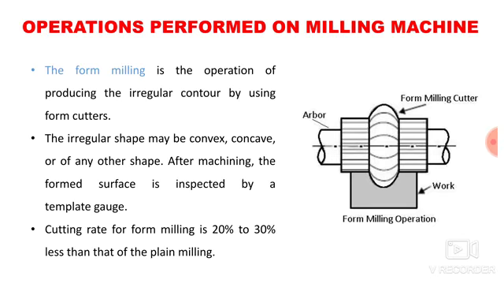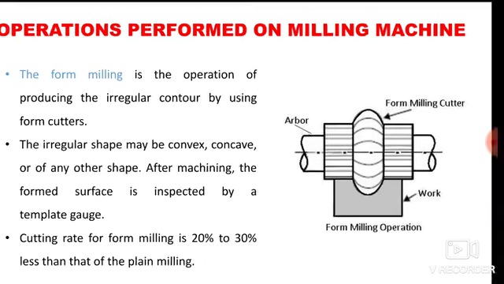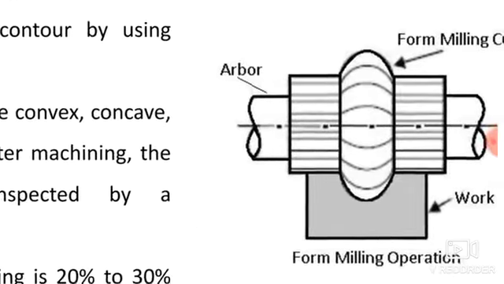Now the next operation is form milling. Form milling is the operation of producing an irregular contour by using a form cutter. The irregular shape may be convex, concave or of any shape. After machining, the form surface is inspected by a template gauge. The cutting rate for form milling is 20 to 30% less than that of plane milling. So this is an image of the form milling operation.